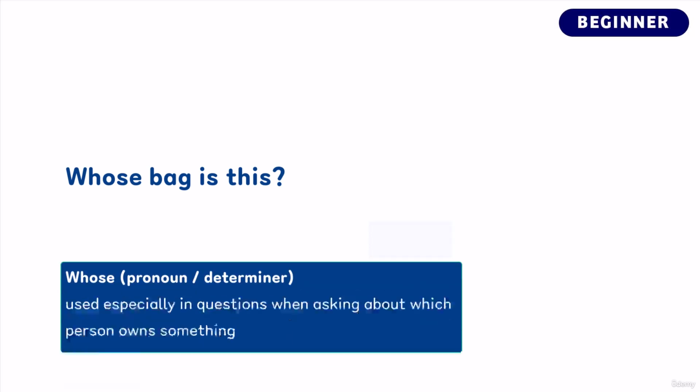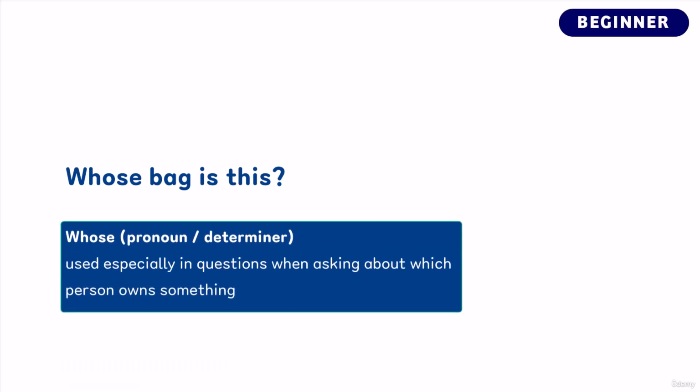Now, in the dialogue, we also heard this question. Whose bag is this? Whose is another possessive pronoun or a determiner, which we can use to ask questions. When we ask which person owns something, we can use whose. In this sentence, whose is used as a determiner as it's used with a noun, bag.